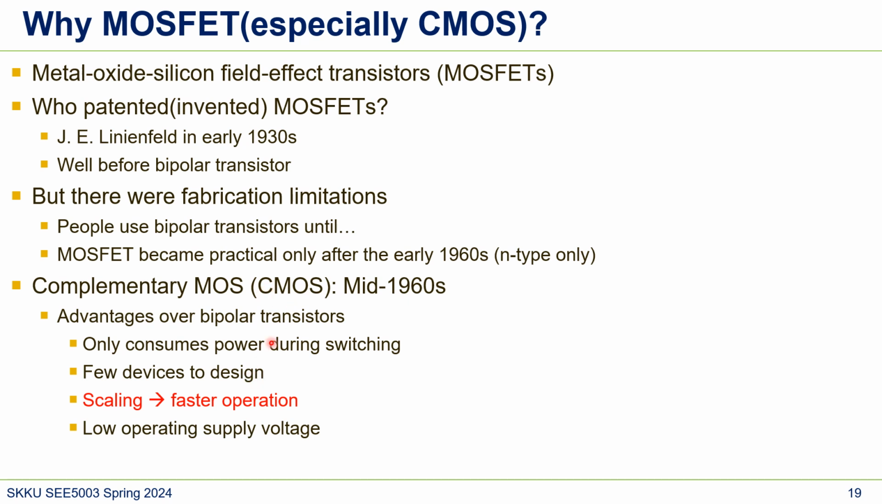The advantage of CMOS over bipolar is that CMOS can scale. Scaling means CMOS can become smaller. That's one of the biggest advantages. So we can scale CMOS well, which allows faster operation. And the last thing is low operating supply voltage. This is good because it allows us to save power.